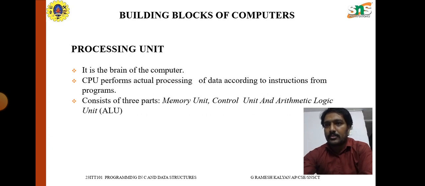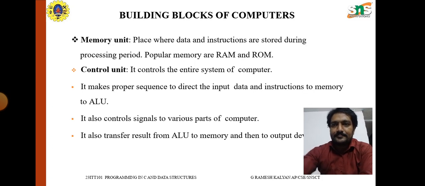Next one is the processing unit. This processing unit is also known as the brain of the computer. We call it a CPU, that is central processing unit. It performs the actual processing of data according to the instructions from the programs, and it consists of three main parts. First one is memory unit, second one is control unit, and the third one is arithmetic logic unit, ALU. These are responsible for processing the data.